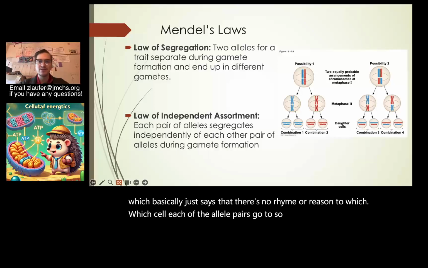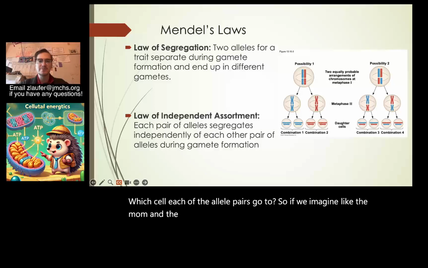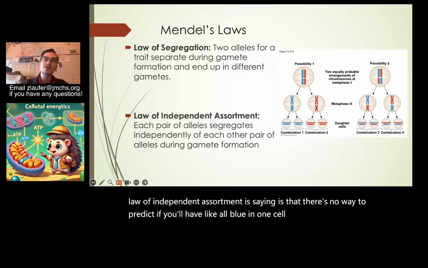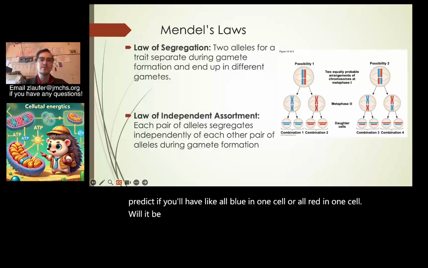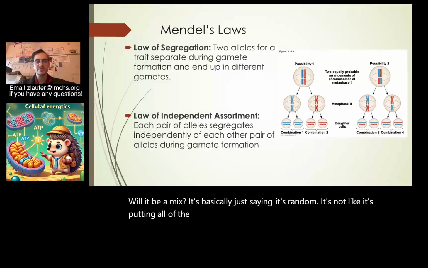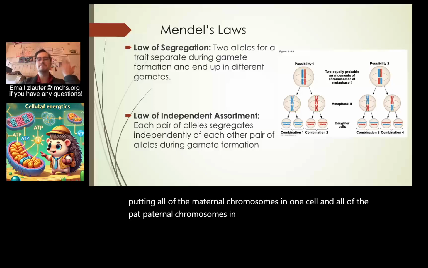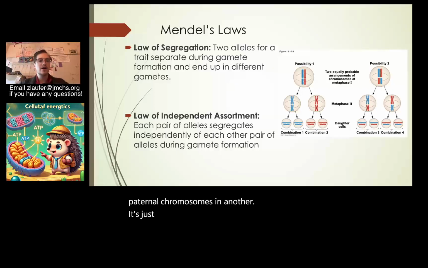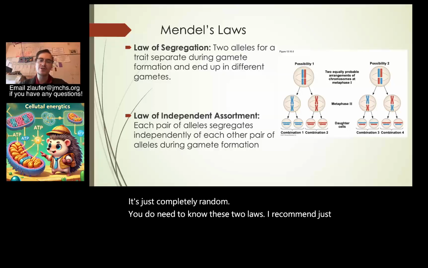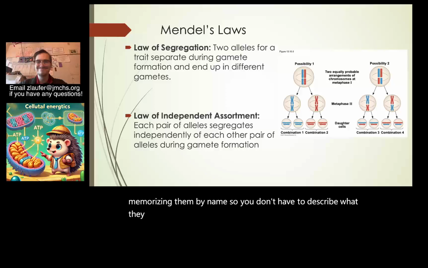So if we imagine the mom and the father, we can say mom's blue, father's red. All the law of independent assortment is saying is that there's no way to predict if you'll have all blue in one cell or all red in one cell. Will it be a mix? It's basically just saying it's random. It's not like it's putting all of the maternal chromosomes in one cell and all of the paternal chromosomes in another. It's just completely random. You do need to know these two laws. I recommend just memorizing them by name so you don't have to describe what they actually mean.